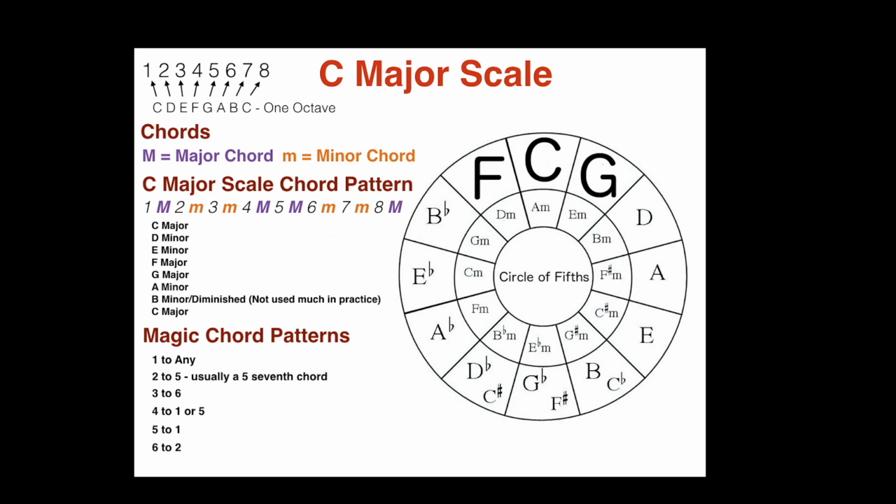Okay, let's put these magic chord patterns to use another time and see how it sounds on the guitar. This time let's go from 1 to 6. So let's use the chart below. We'll go from 1 to 6, from 6 to 2, from 2 to 5, and from 5 to 1. Let's hear how that sounds on guitar.